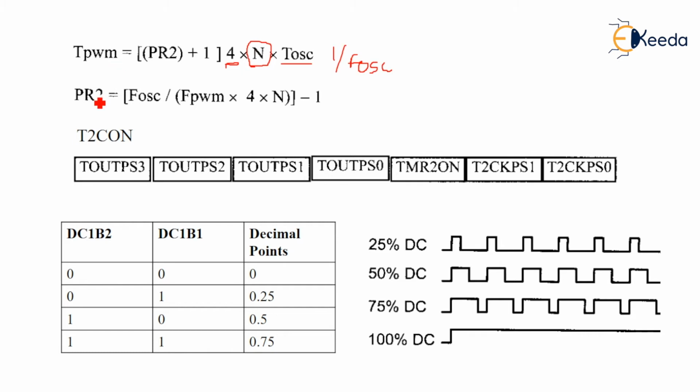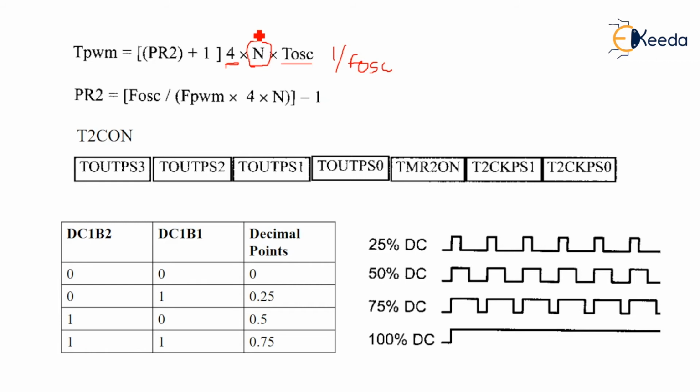So PR2 is equal to F oscillator divided by (F PWM into 4 into N) minus 1. This is used with the timer and CCP module for PWM generation. For that we are using the Timer 2 control register. Timer 2 is not in our syllabus, but right now I'll explain what it means and what the bits in T2CON are.